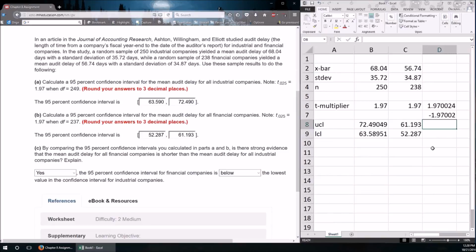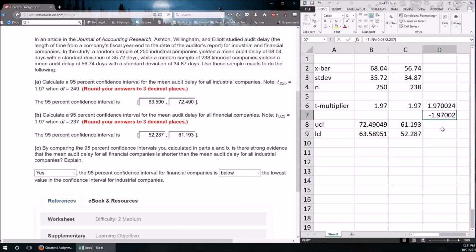And you're asking, why is one negative, one positive? That really doesn't matter much, because the upper will be the larger of x bar plus that multiplier times s over the square root of n, and x bar minus the multiplier times s over the square root of n. So positive, negative doesn't matter, because you're going to have the upper limit being the larger of those two values and the lower being the lower of the two.